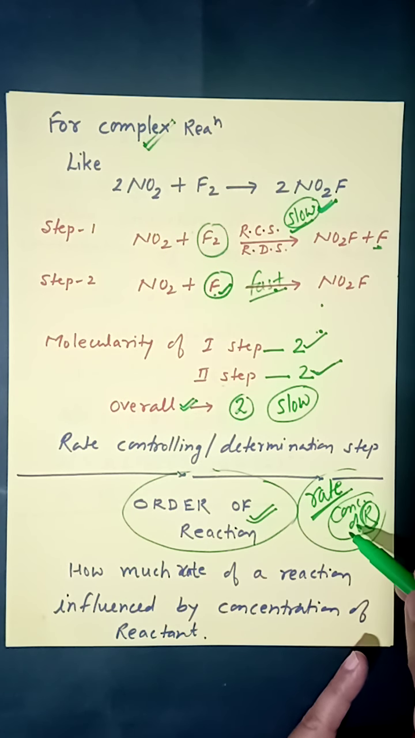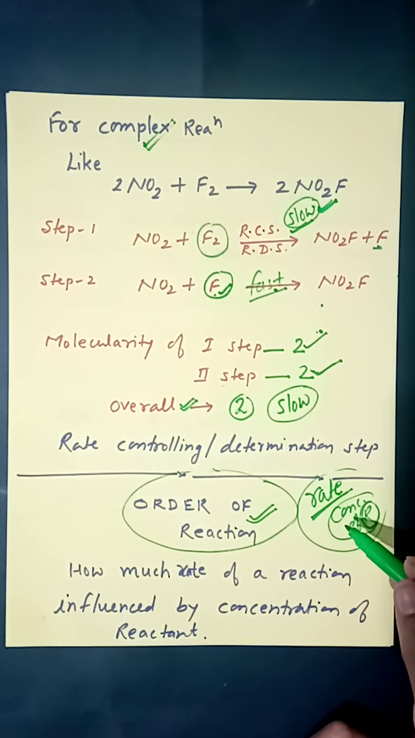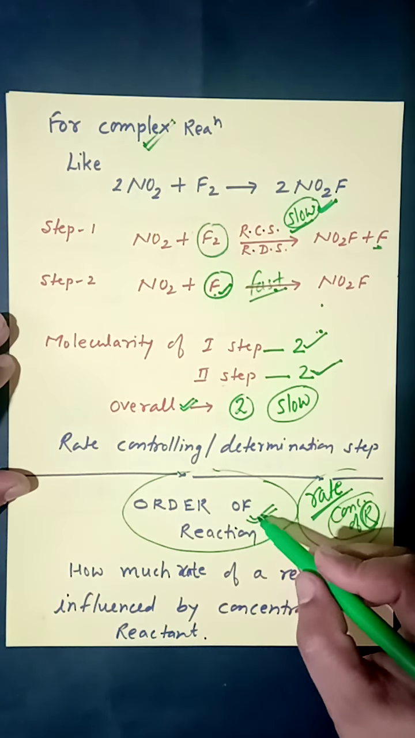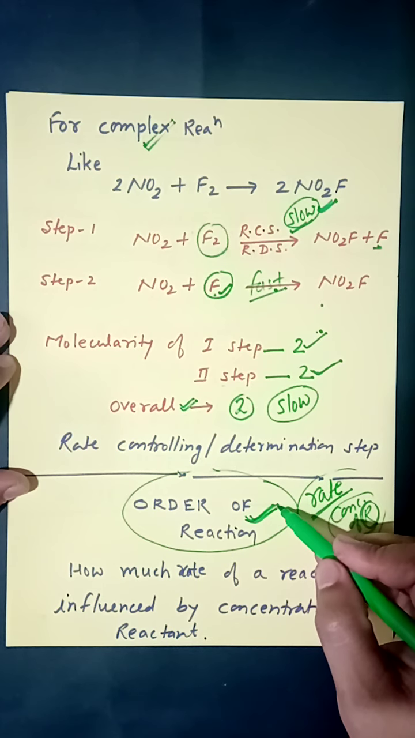So you know that concentration changes the rate of reaction, but you don't know so far how many times the rate of reaction will be influenced, will be changed, if we change the concentration of reactant by a certain extent. So mathematically you cannot determine this so far, but after order of reaction you will be able to do so.